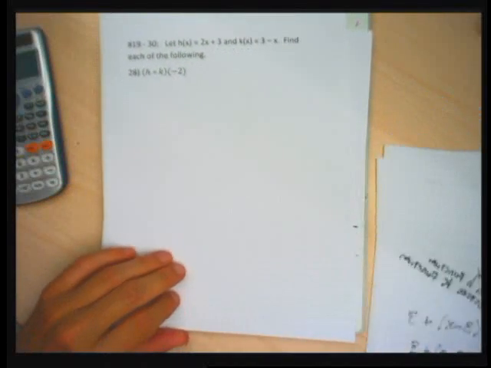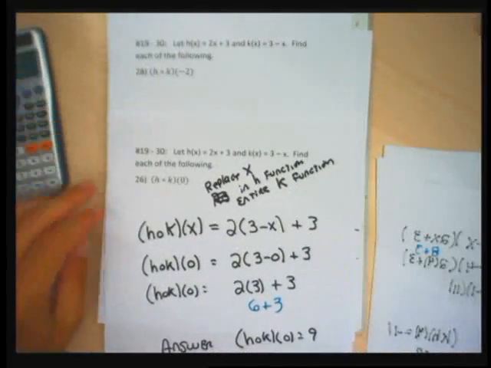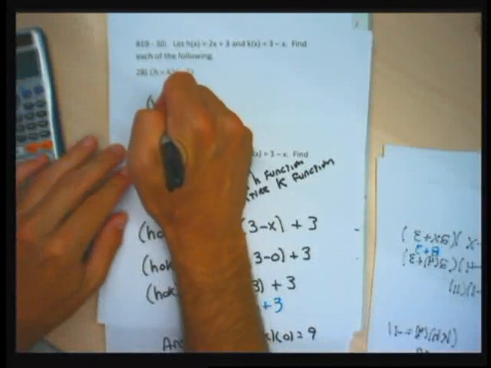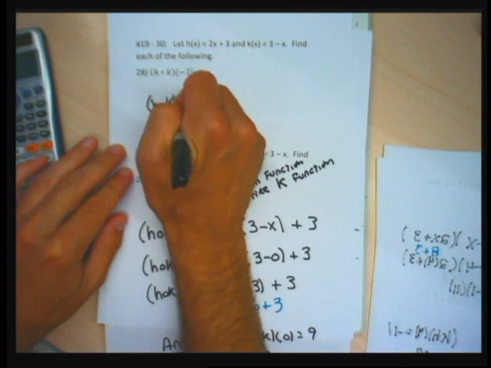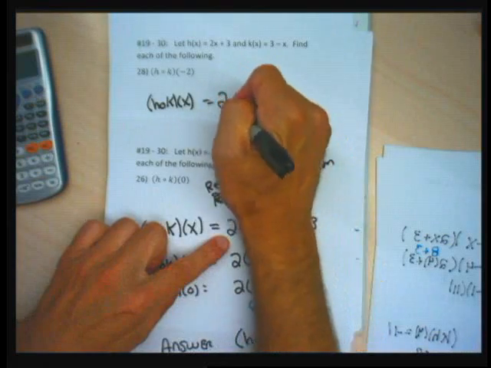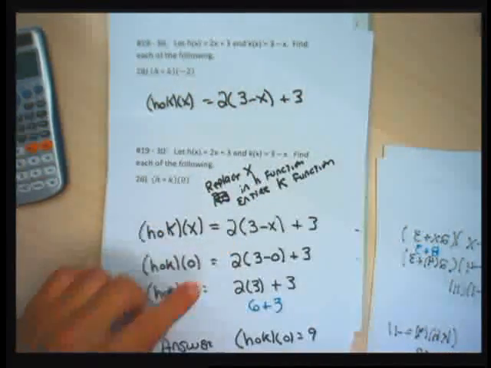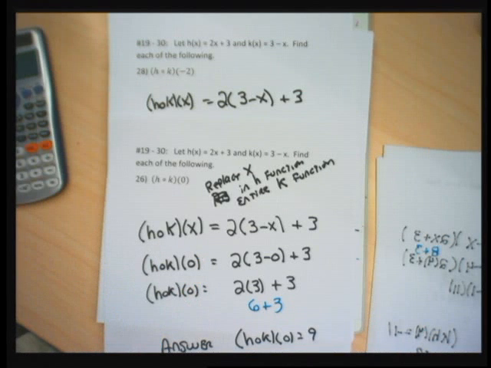28, another composition, and it's the same darn composition. It's still h composed with k. So for a start, my h composed with k of x, I've already done that right here. It's 2 times 3 minus x plus 3. So for every problem between 19 and 30 that has a number inside the parentheses, I like to pretend the problem has an x and figure out what number I need to change x to.